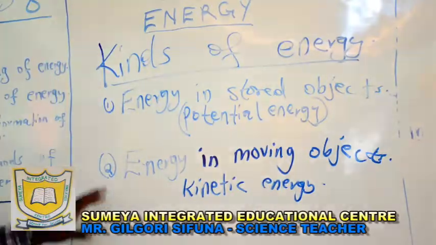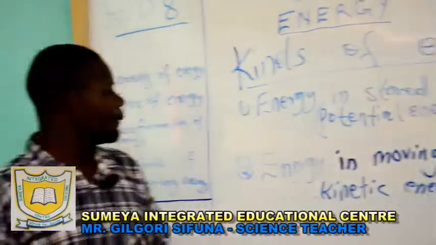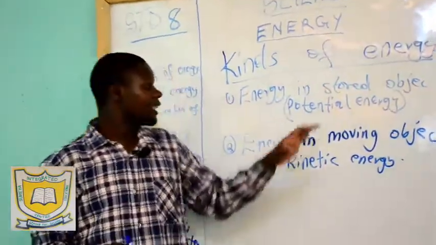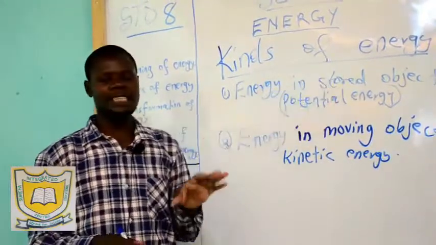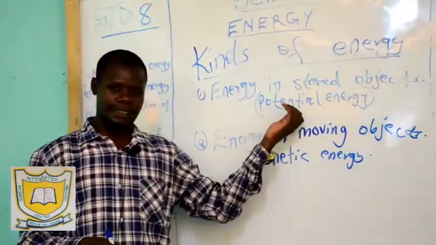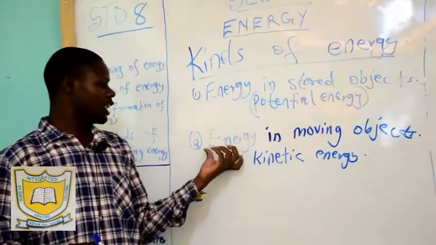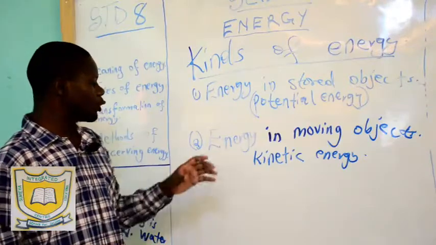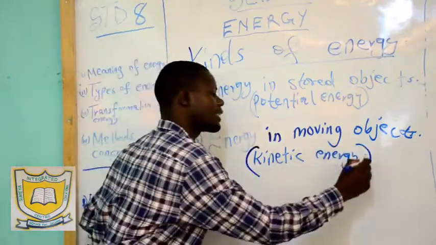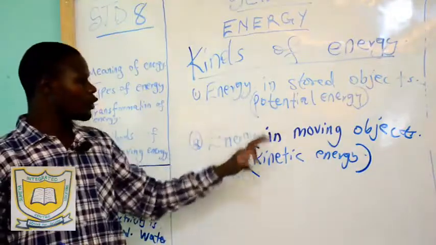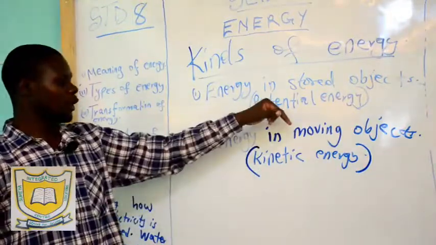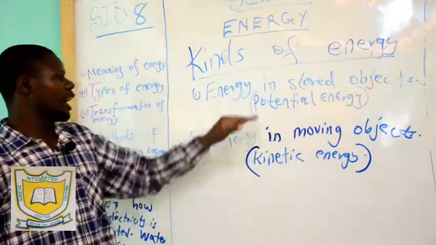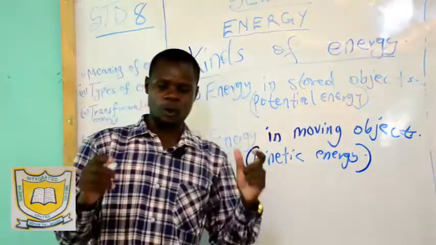Now, we say there are 2 kinds of energy, and we have energy which is in stored objects. This energy found in stored objects, we will term as potential energy. And the second form of energy is energy found in moving objects. So the energy in motion, we have termed it as kinetic energy. Those are two forms of energy: potential energy and kinetic energy. Energy in moving objects and energy in stored or rest objects.